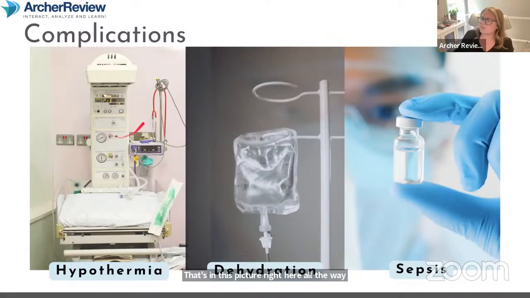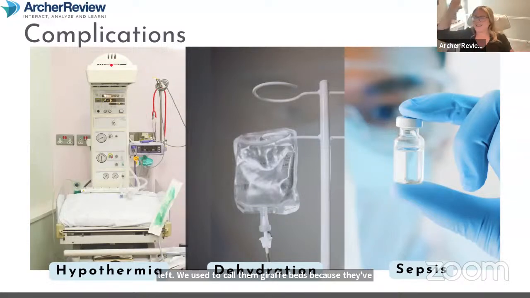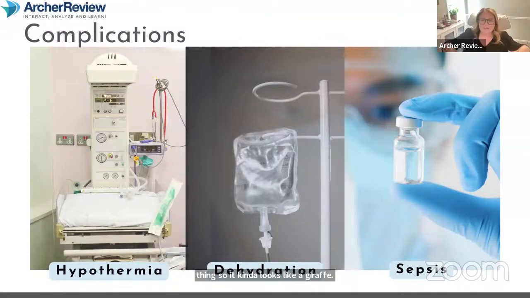We used to call them giraffe beds because they've got this long arm and kind of head-looking thing. So it kind of looks like a giraffe, but it's basically a heat lamp. It's going to put off heat and warm that baby up, even if they're naked. So we don't have to swaddle them up. We've got to just give them some heat.